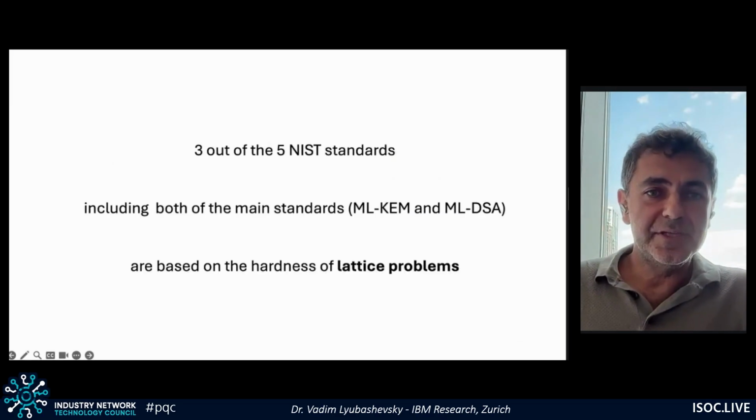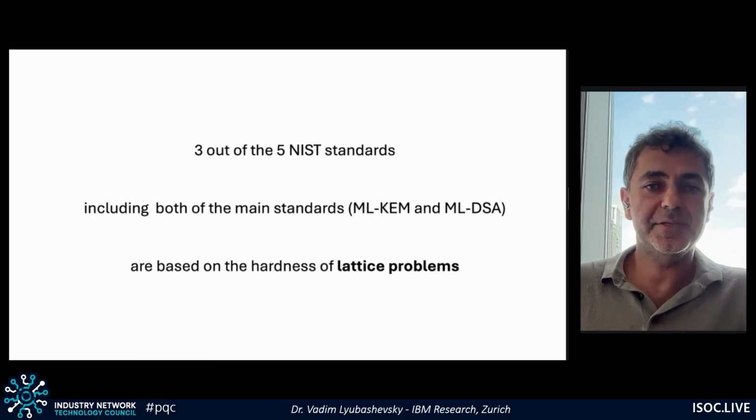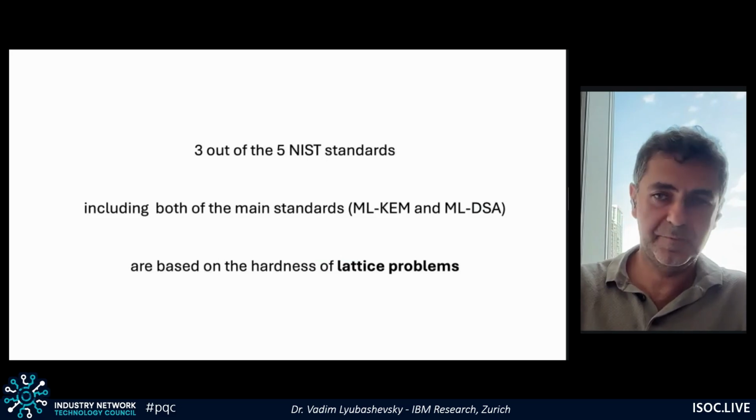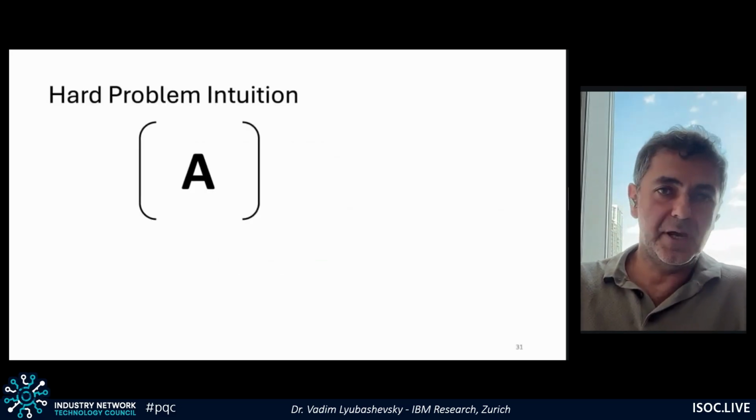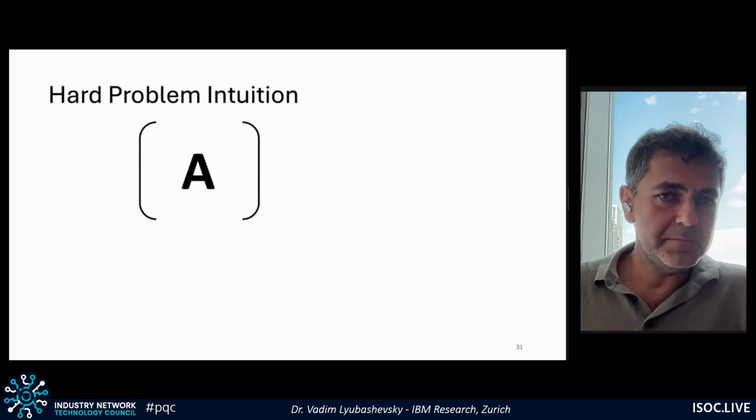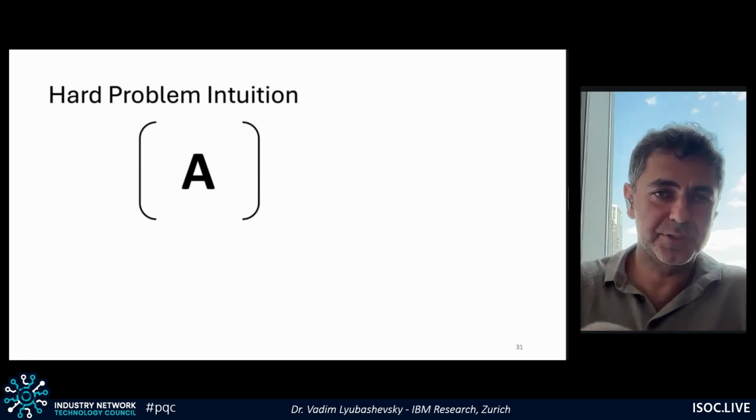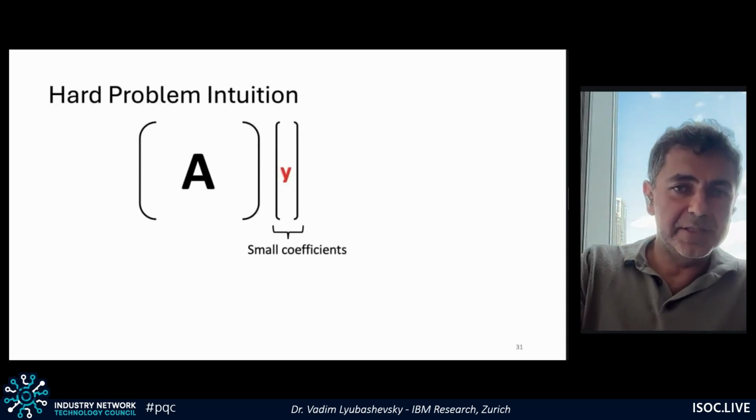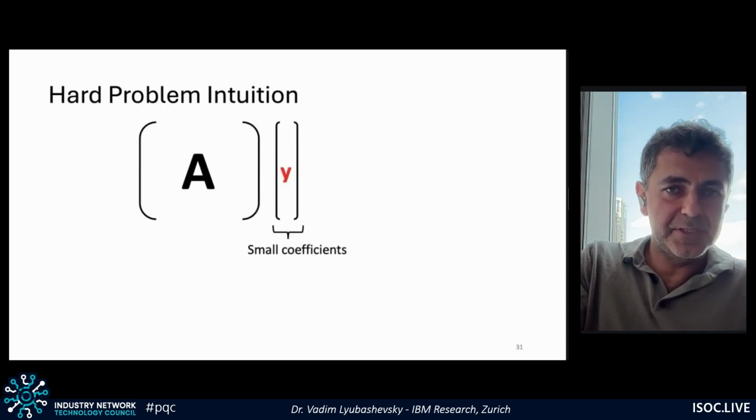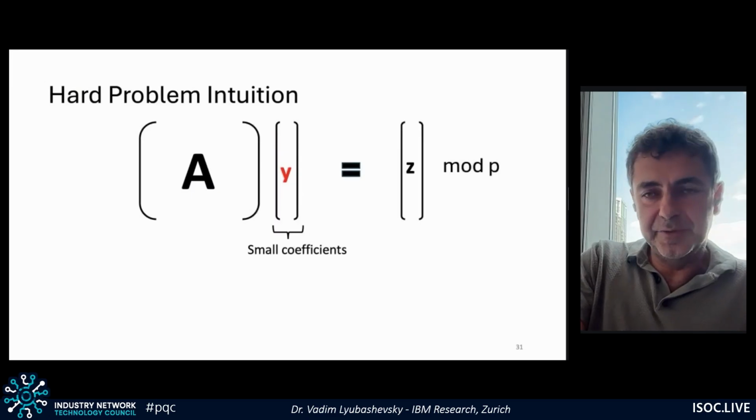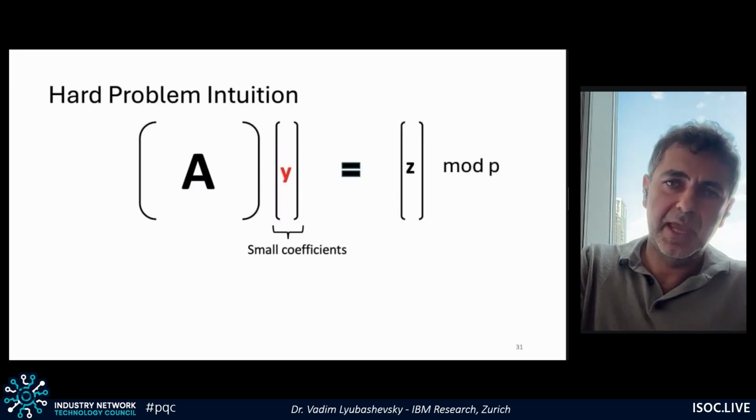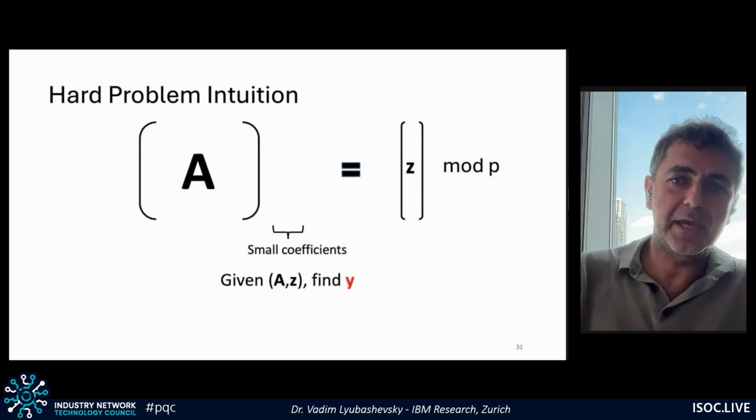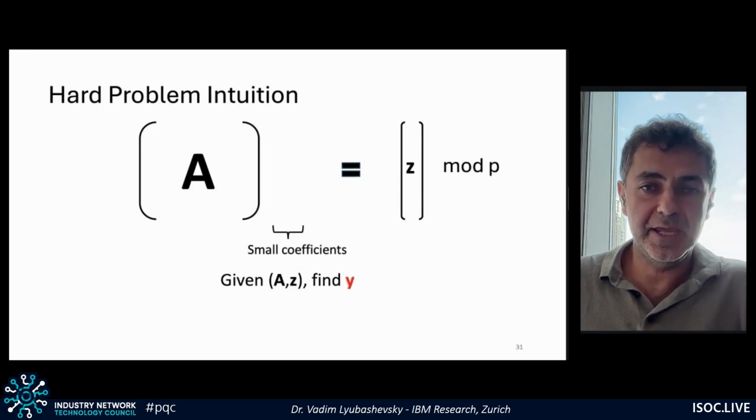So 3 out of the 5 NIST standards, including both of the main ones, ML-KEM and ML-DSA, are based on the hardness of lattice problems. So forget what a lattice is. Here's the hard problem intuition. Here's how I would present it. Let's say you have a matrix A, either square or a tall matrix A. And then I multiply it by a vector Y with small coefficients, A times Y, and I give you Z, mod P. And then I take away the Y, and I ask you, can you find Y given A and Z?